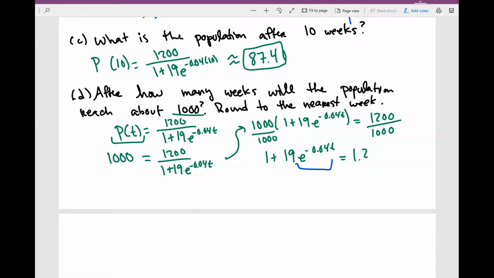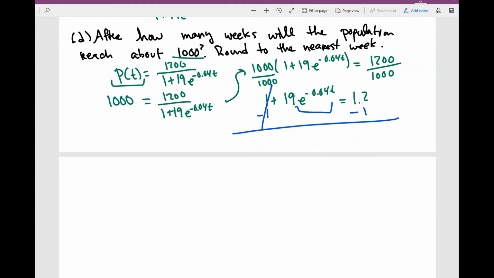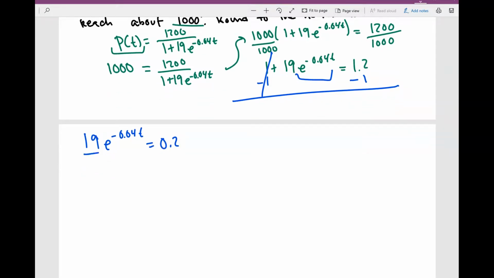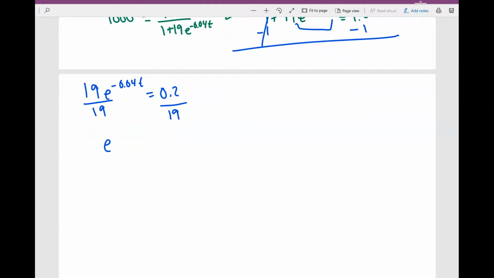Now the whole point of solving this exponential equation is that you want to solve for the exponential part. So let's get rid of everything else that's in the way. For example, this 1 is in the way. So I'm left with just 19 e to the negative 0.04 t is equal to 0.2. Let me go ahead and divide by 19. So I have e to the negative 0.04 t is equal to, let's just leave it as 0.2 divided by 19 to save some digits.